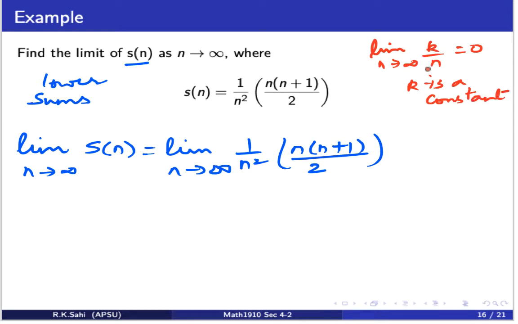Because if n becomes very, very large, 1 over a large number becomes very, very small. Remember that. Okay, so what are you going to do? So this is a constant. We can pull the constant out. If you remember from chapter 1, the constant is not needed.